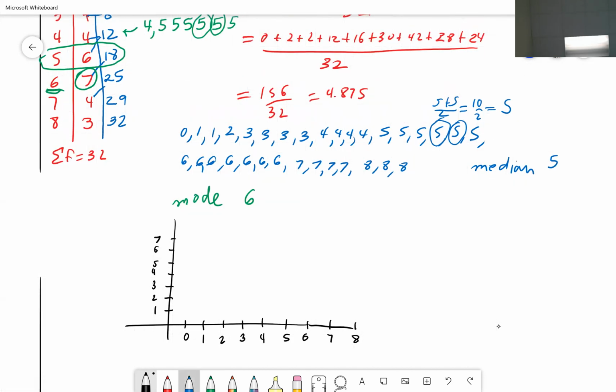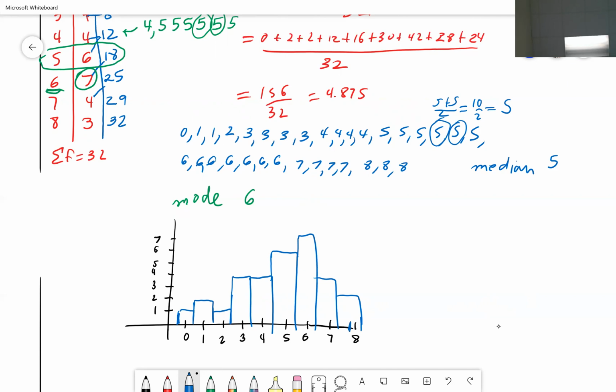1. So here we go. 1. 1 happens how many times? 2 happens how many times? 3 happens how many times? 4 happens how many times? 5 happens how many times? 6 happens how many times? And then 7 happens how many times? And then 8 happens how many times? And not the best sketch, but there it is.